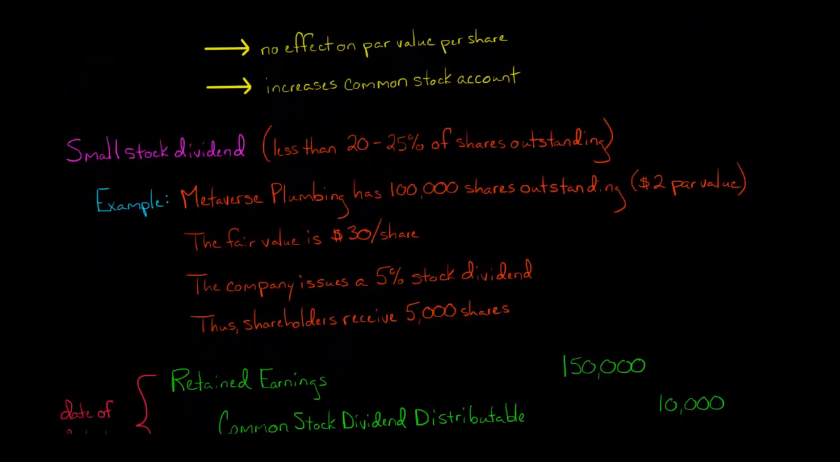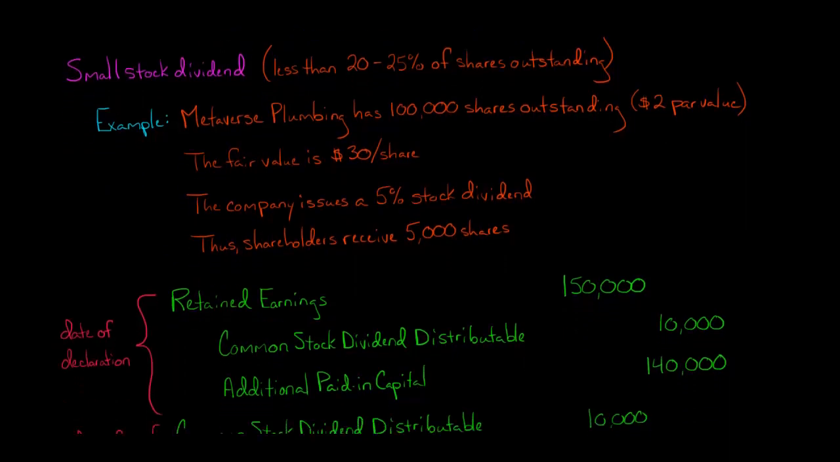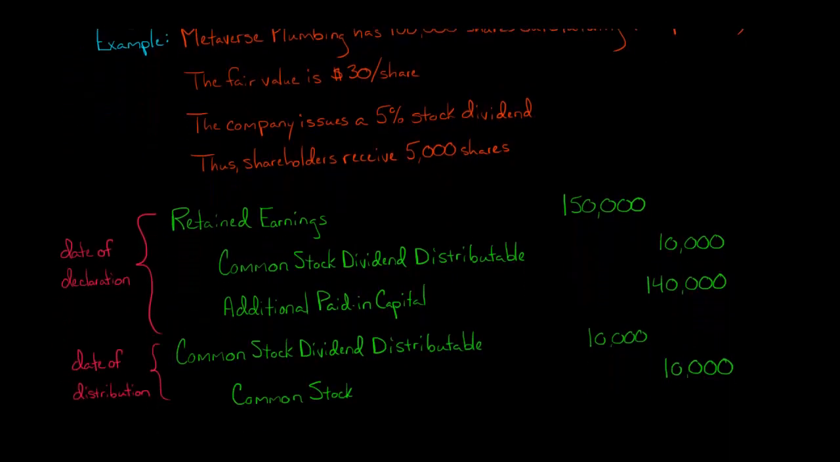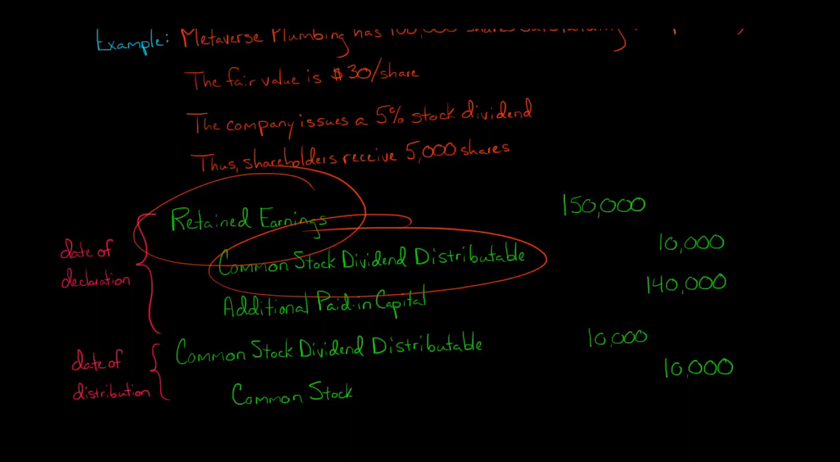That means this fair value of the stock before the dividend is going to be relevant. We're going to use that $30. Now, here's what we're going to do in terms of the journal entries. At the date of declaration, when the company declares the dividend, we're going to debit the retained earnings account, and then we're going to credit the common stock dividend distributable.